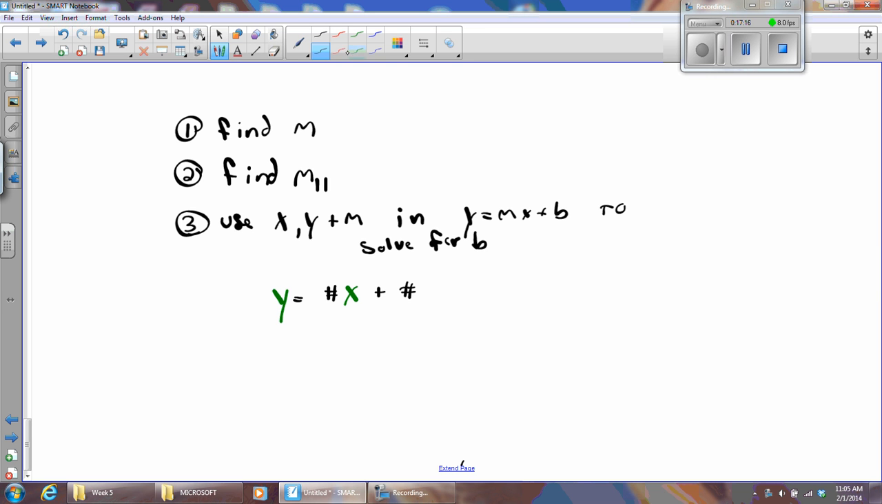When we're doing perpendicular, it's the same exact steps, except we'll find the perpendicular slope. And remember, parallel slopes are the same, but a slope and a perpendicular slope are the negative reciprocals of each other.